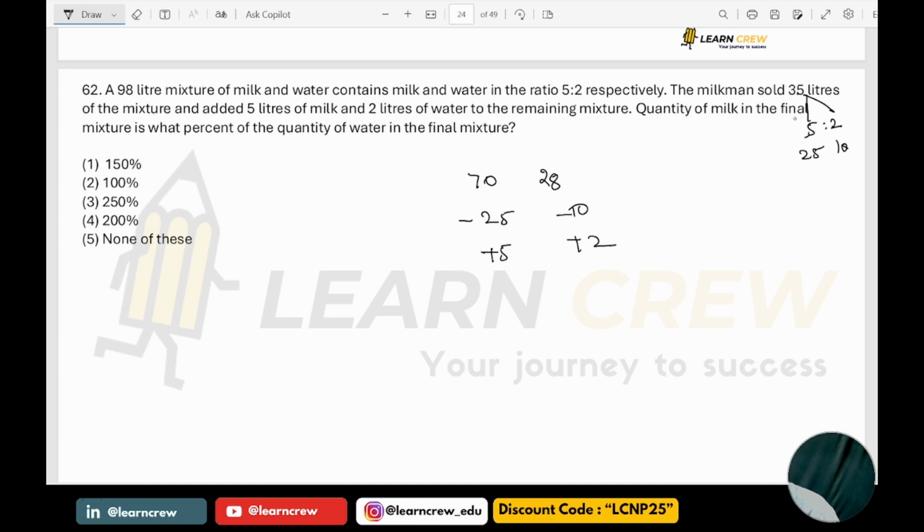Quantity of milk in the final mixture: 70 plus 5, 75 minus 25, 50. Water: 28 minus 10, 18 plus 2, 20. Now the question is, the quantity of milk in the mixture is what percentage of water? Answer is 250%. It is 20, it is 50. So it is 2.5 times, means 250%.